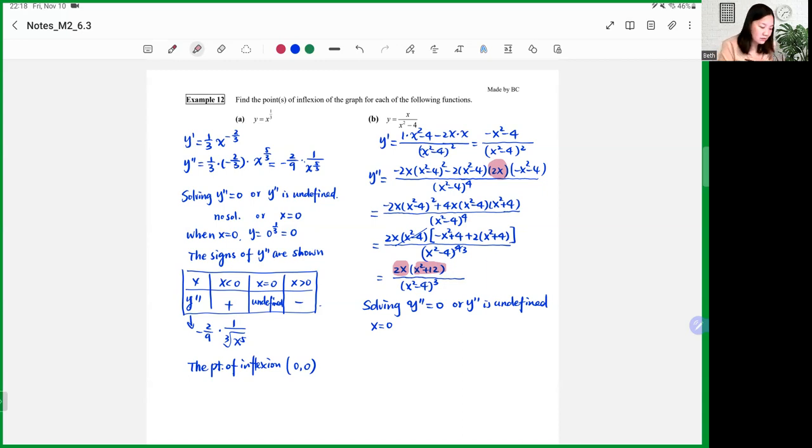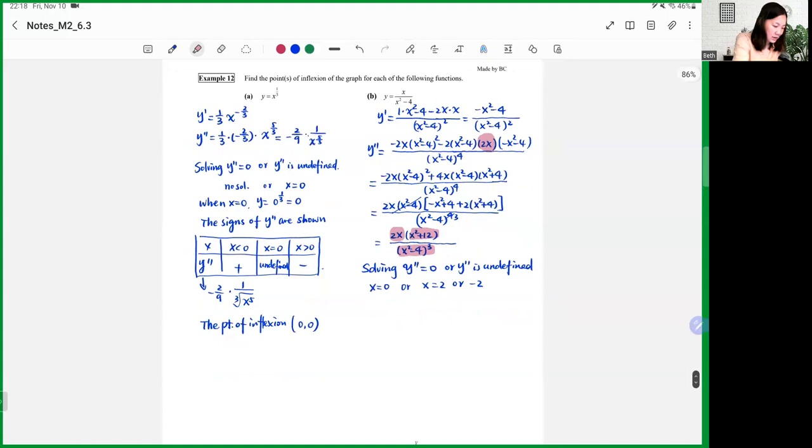Okay. Now how about undefined? Undefined, actually we have more solutions, because the denominator can equal 0 for two values, which is 2 and negative 2. So x equals 2 or negative 2. So this factor, you can look for the undefined part. The denominator can tell you where it's undefined. The numerator can tell you where it's 0. Okay.